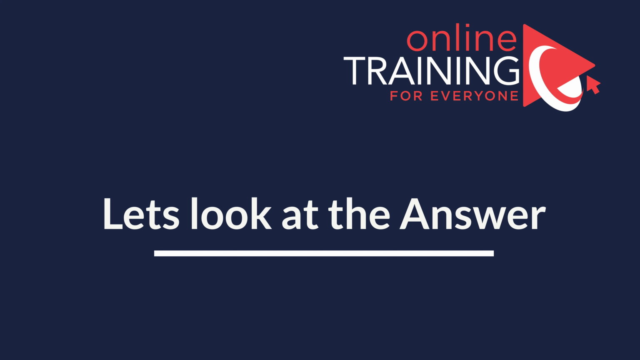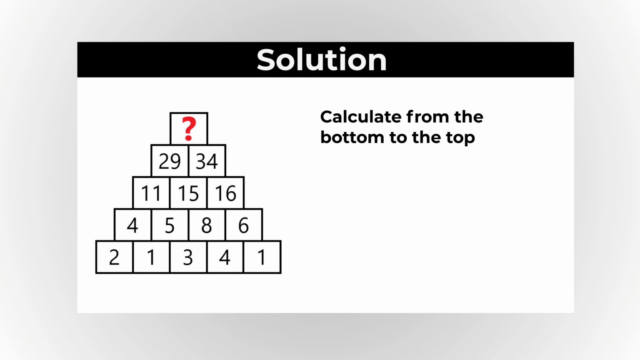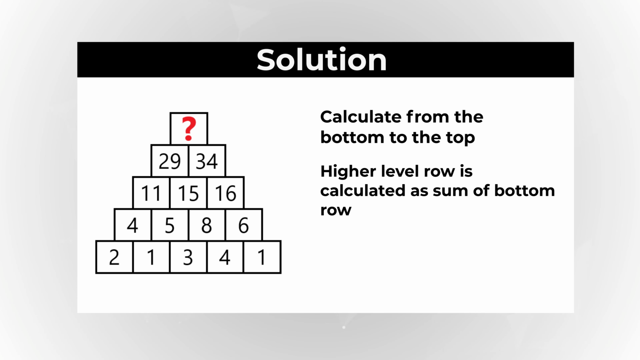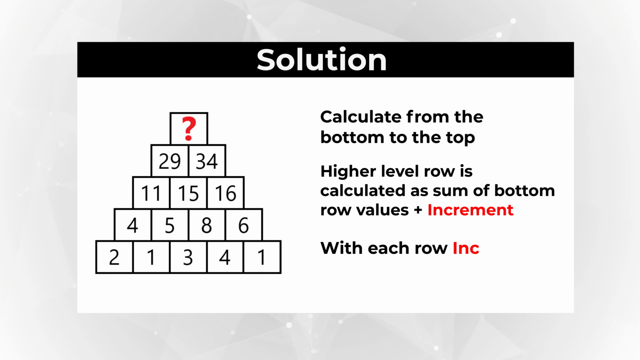But the solution to this challenge is really simple. To calculate it correctly, you need to move from the bottom to the top. And if you look closely at the pyramid, you will notice that the higher row is calculated as the sum of bottom values plus the increment. And increment also increases with each row by 1.